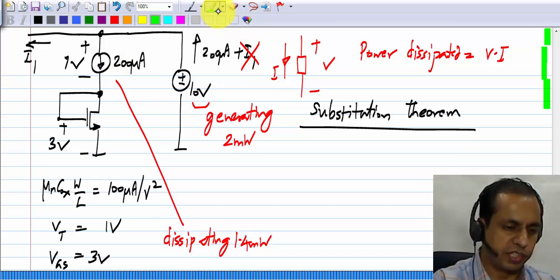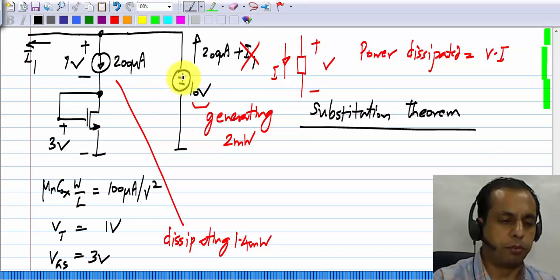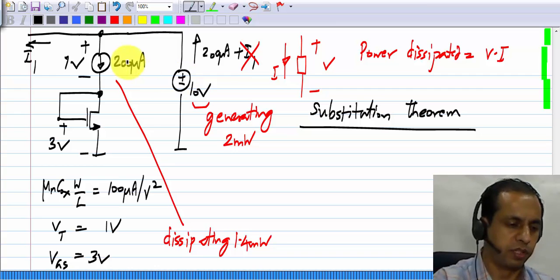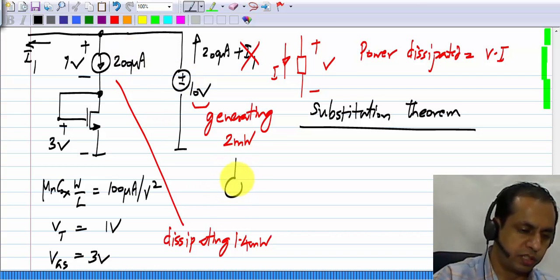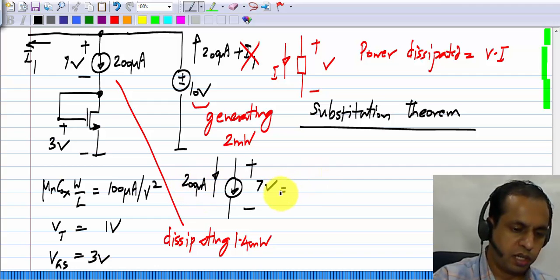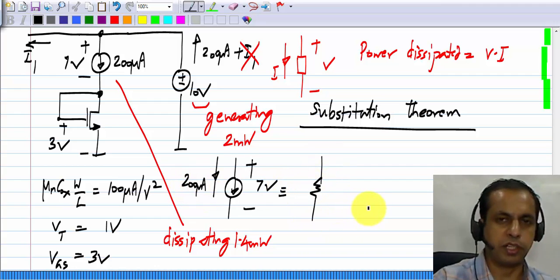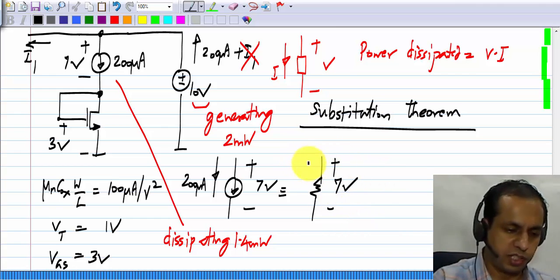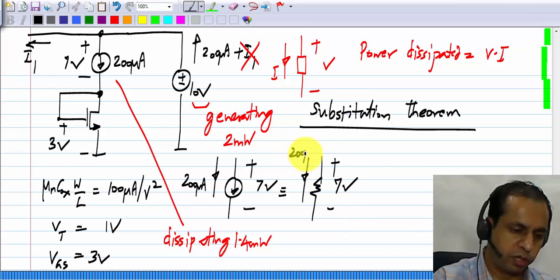So for instance, in this case, in this operating point, remember this substitution theorem is true for a particular value of source voltages, that is at a particular operating point. So at this point we have 7 volts across it and 200 microamperes through it, and we want to replace it with a resistor, and the resistor also must have 7 volts across it and 200 microamperes through it.